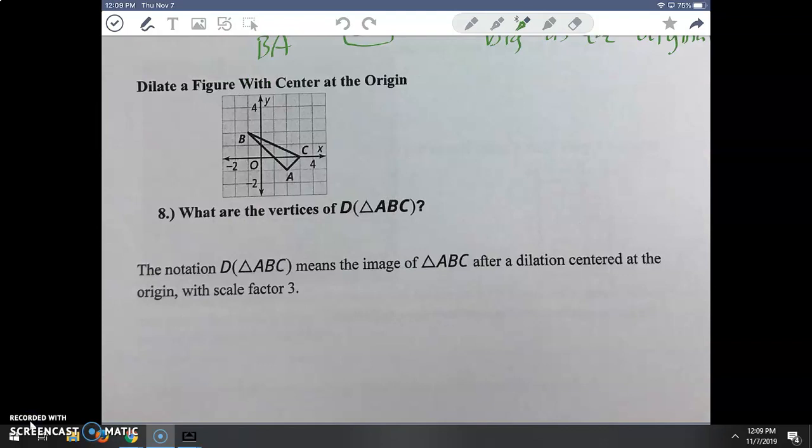All right, so now we're doing dilate a figure with the center at the origin. It says, what are the vertices of the dilation of ABC? And the notation of this means, what is the image after a dilation centered at the origin with a scale factor of 3? Well, that should be in there. It is not. Apologize for that. My copying and pasting skills are lacking these days. But that's basically what that should say. That is basically saying this is the scale factor.